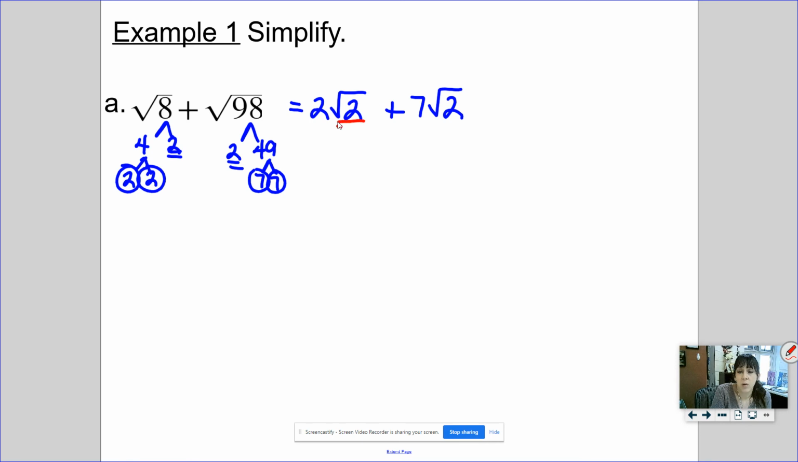I have both square roots, and they both have the same inside number, so I can add them together. And I'm going to add their coefficients in order to do that. So 2 plus 7 would be 9. And you just leave the radical untouched. So 9 radical 2 is the answer.